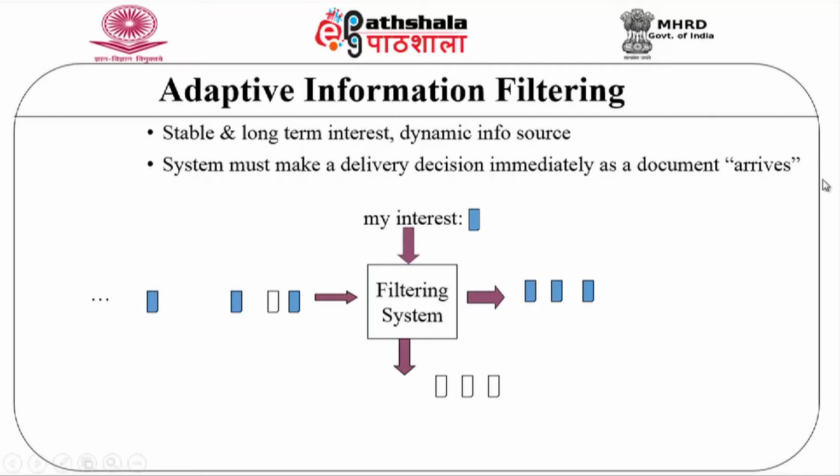The system must make a delivery decision immediately as and when the document arrives. So you have the filtering system. What the interests of that particular person are is supposed to be understood, and based on the interest of the person, incoming documents are filtered, and only the documents which are of interest to the end user are delivered.